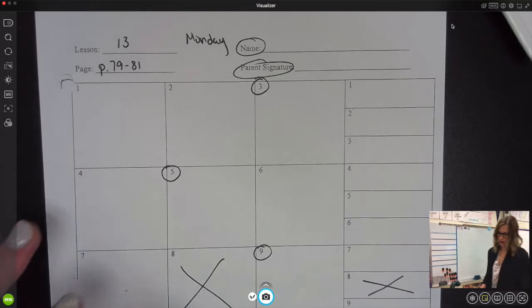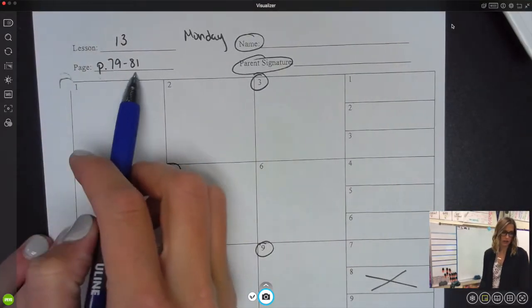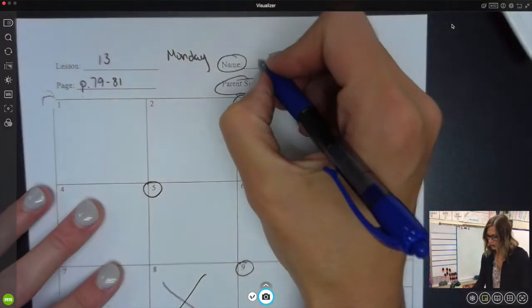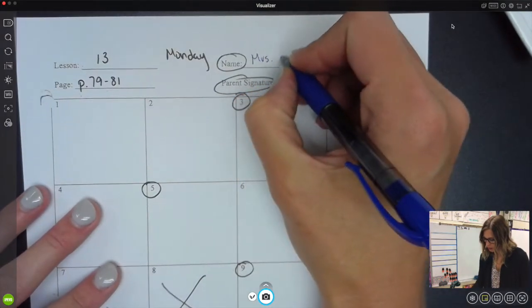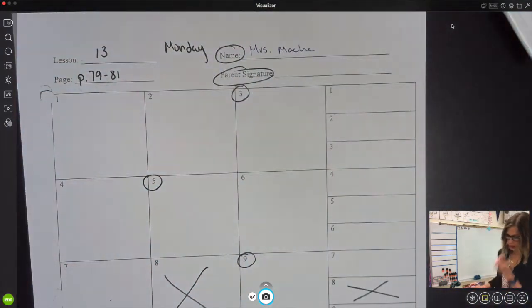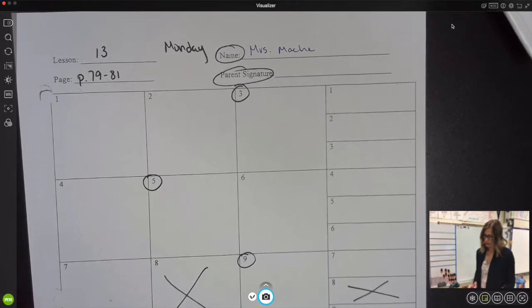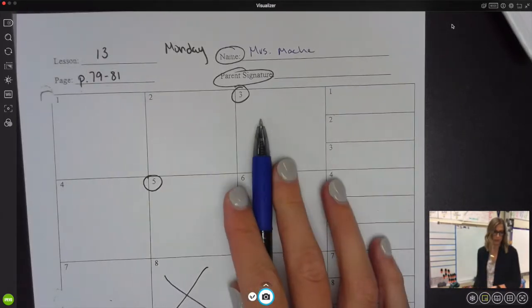All right, let's get rocking some problems. We're on lesson 13. Starts on page 79. Put your name at the top. Now, the ones that I circled are the ones that we're going to do together. So let's start with number 3.